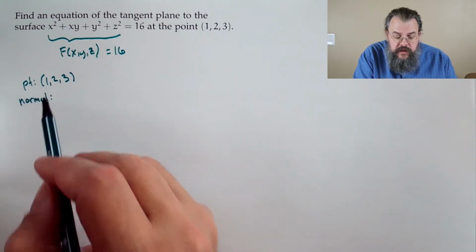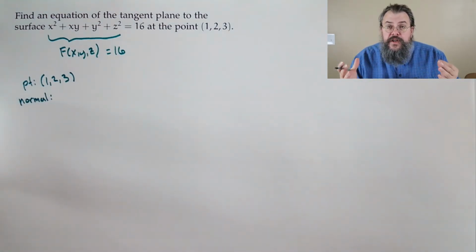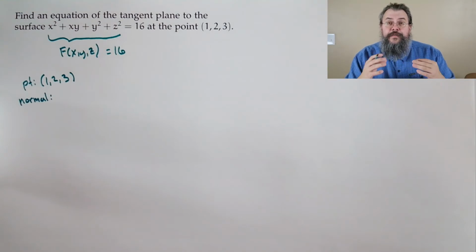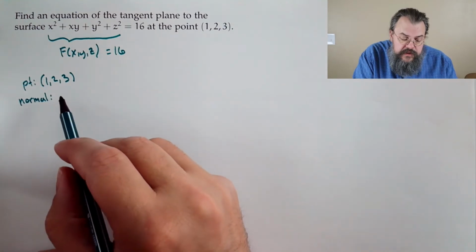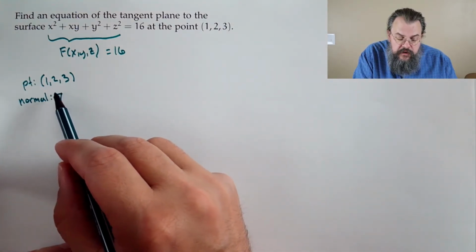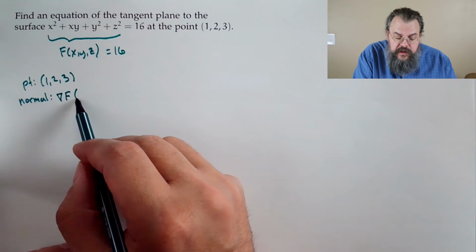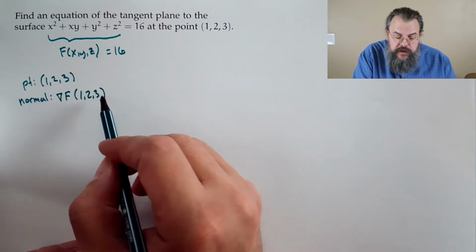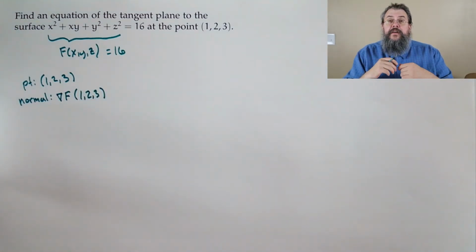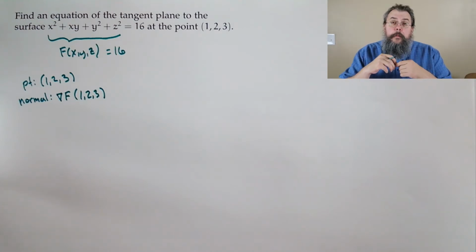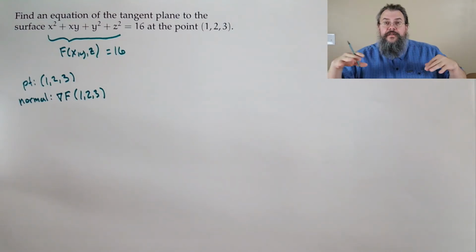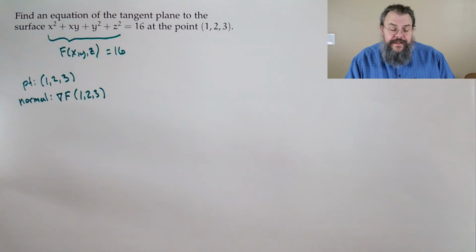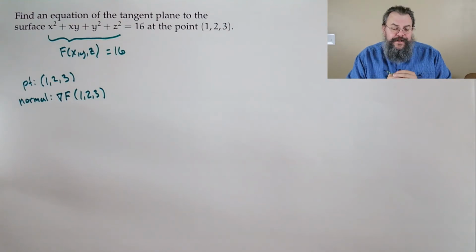Well, the nice thing is that when we have an expression, a function f of x, y, z equals a number, then the normal is actually very easy to get. You do the gradient of f evaluated at the point (1, 2, 3). The idea here is that the gradient is perpendicular, which means normal, to the surface. And we can think of this as a level surface of some higher dimensional function.